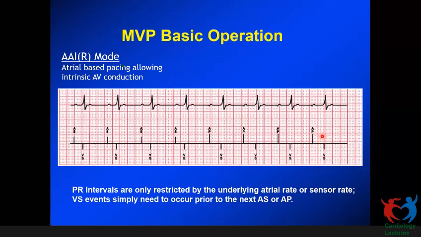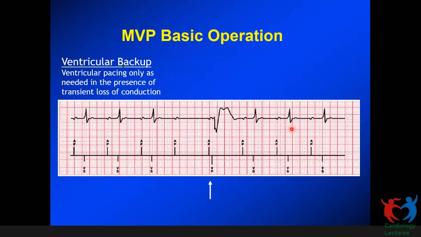But while this is going on, if the patient loses AV conduction at some point of time, the pacemaker will wait for, or this timing cycle will wait for, one full AA interval without delivering a ventricular pacing.